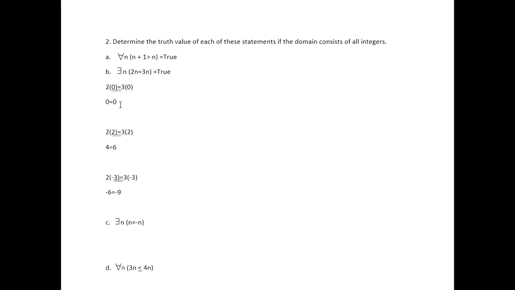So, mag-true lang siya sa 0. Since existential man siya, so dili siya tanan ma-true. So, okay siya kay, so true siya rather kay there exists nga 2n is equals to 3n. So, naman siya nag-exist at least 1. So, tama siya nga true.